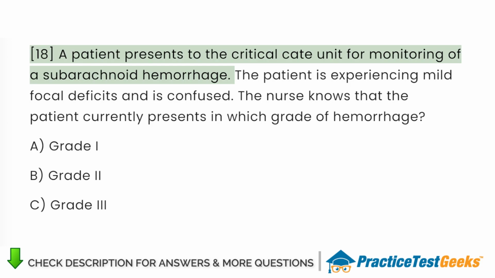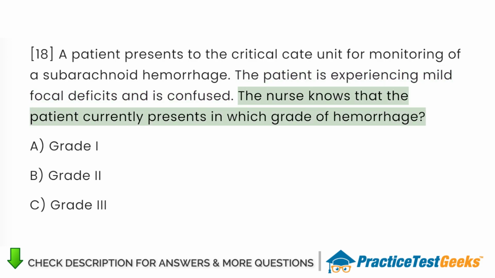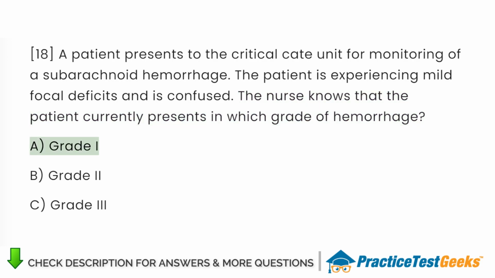A patient presents to the critical care unit for monitoring of a subarachnoid hemorrhage. The patient is experiencing mild focal deficits and is confused. The nurse knows that the patient currently presents in which grade of hemorrhage? A. Grade 1. B. Grade 2. C. Grade 3.